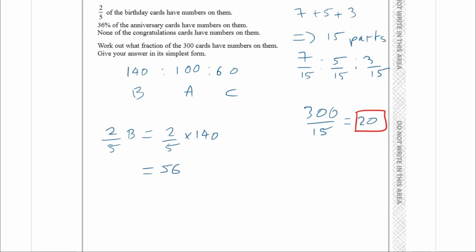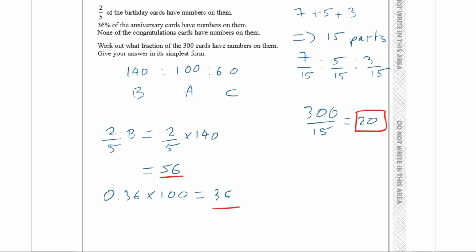36% of the anniversary cards have numbers on them. Well, that's really nice because 0.36 times 100 is actually exactly 36 cards. So 36 cards here, that's going to be a really good number for us. So we've got 56 cards here, 36 cards here, and then none of the congratulation cards have numbers on them. Okay, so we don't need to consider those.